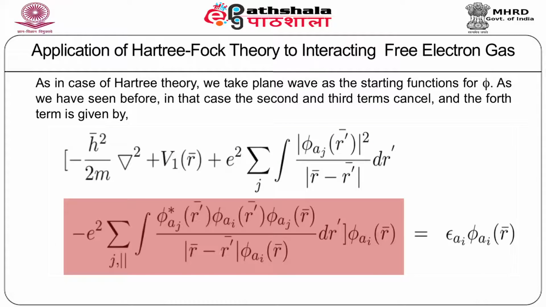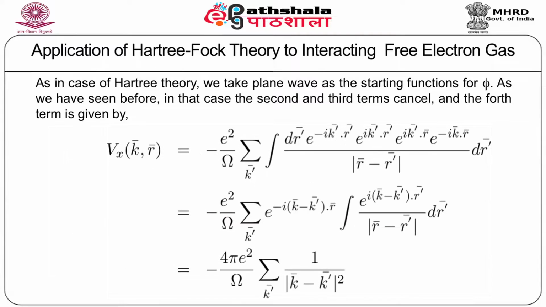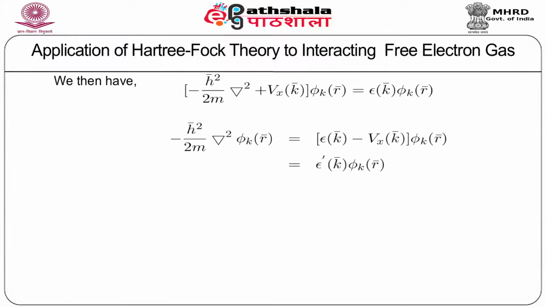And the fourth term, which is given here, is given by the following expression, where instead of phi we have now used their plane wave form. After a few lines of mathematics, this is given by minus 4 pi e square divided by omega summation over k prime 1 over modulus k minus k prime square. We then have the Schrödinger equation, which is given by minus h cut square by 2m del square plus the contribution from the exchange part, which we call Vx, times phi k equal to epsilon k phi k.